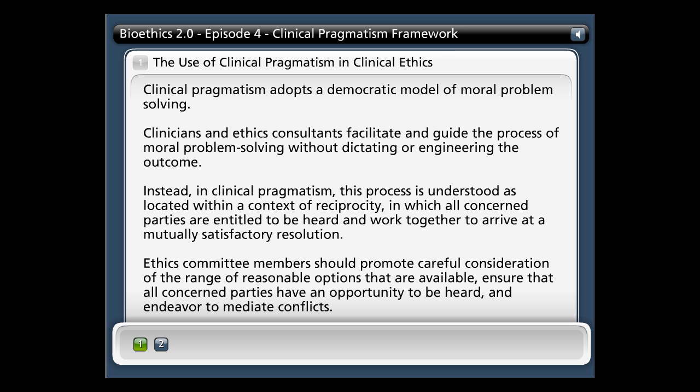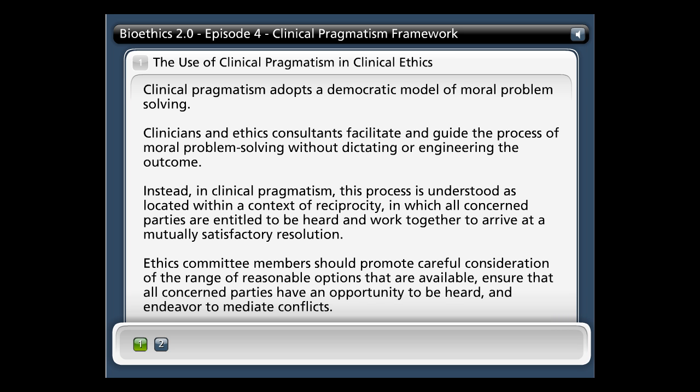As I said, the moral diagnosis is very much like a hypothesis, and in very much the same way that you use tests and other diagnostic tools to help fill in the gaps and help determine whether or not the original diagnosis of a clinical matter is indeed the case, the same goes with the Clinical Pragmatism Framework. Rather than using an engineered outcome or ethical principles where you already know what the answer is, the Clinical Pragmatism Framework is understood to be located within a context of what we call reciprocity. What this means is that all parties are entitled to be heard. They all need to work together, and they need to arrive at a mutually satisfactory resolution.